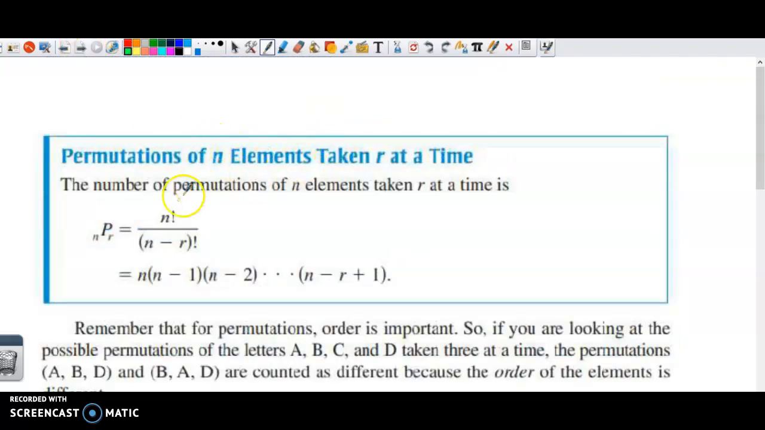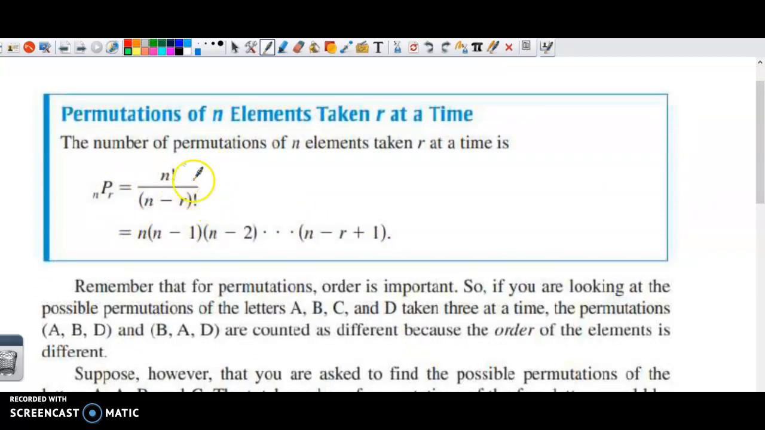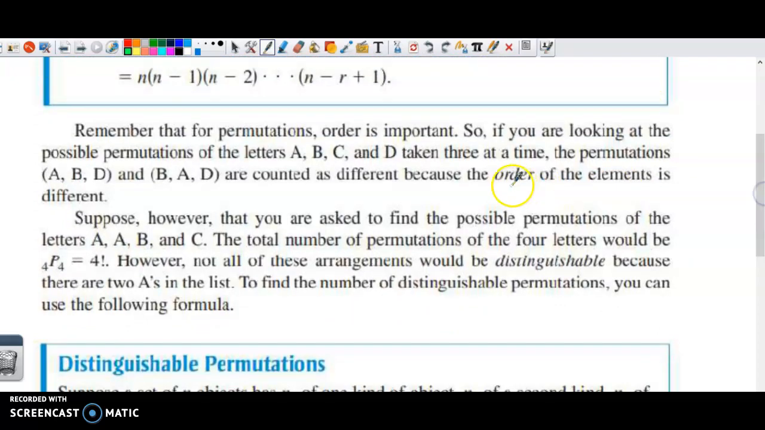Here's another. Oh, this is the definition. I don't know why I wrote that on there again. We've seen this before. You know how to do a permutation. I already talked about the order on this.